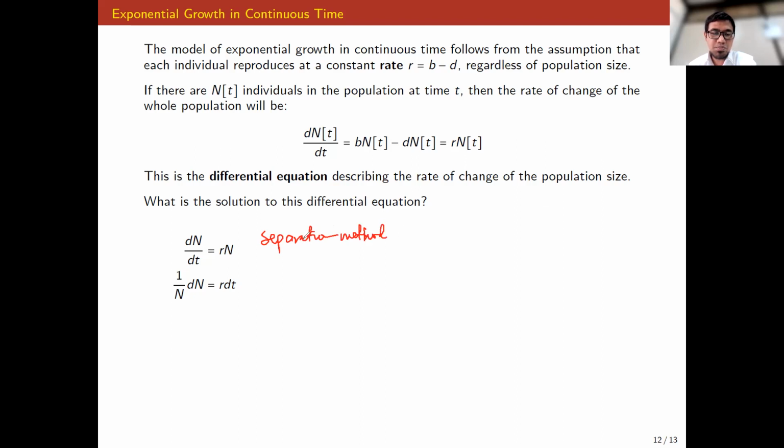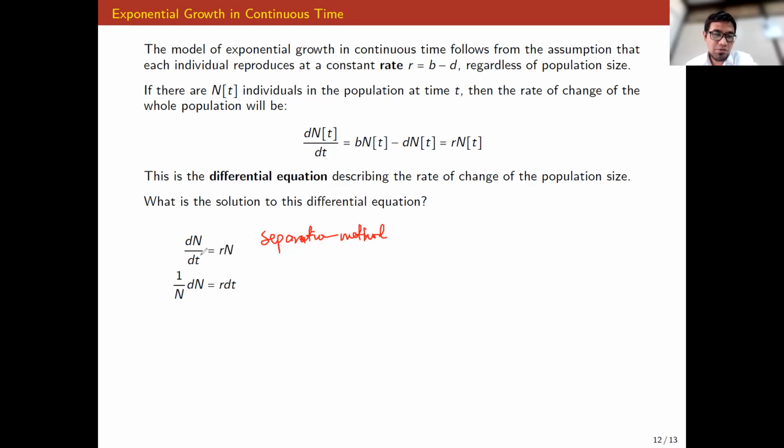Which means that we separate the variables, the ones which have the same variables, into different sides. For example, here we have n and t, but here we also have n, so we move n to the left side and we move dt to the right side.